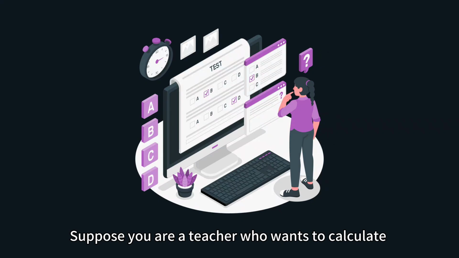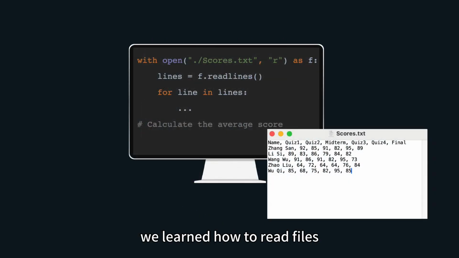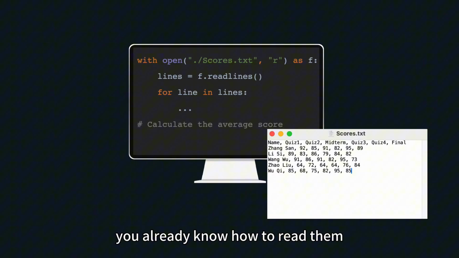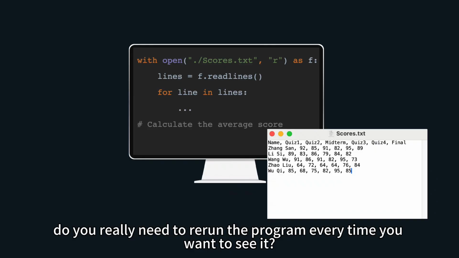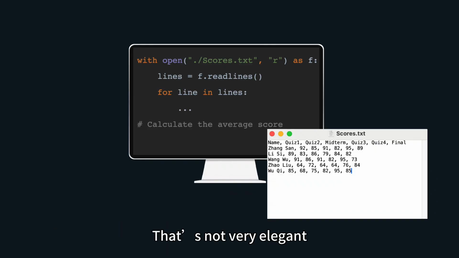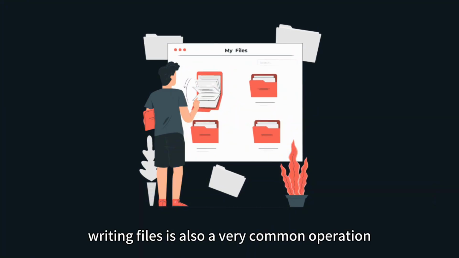Suppose you are a teacher who wants to calculate an overall average score based on students' exam results. In the previous video, we learned how to read files. So if the scores are stored in a file, you already know how to read them. But if the calculated result is stored only in a program variable, do you really need to rerun the program every time you want to see it? That's not very elegant. Besides reading files, writing files is also a very common operation.